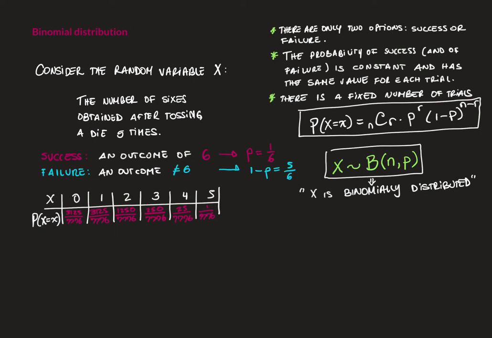If these conditions are met and our variable is binomially distributed, then we can find the probability distribution function through the expression shown here. We need the combination of the number of trials and the number of successes times the probability of success to the number of successes that we desire times the probability of failure to the power of the number of failures that we desire.